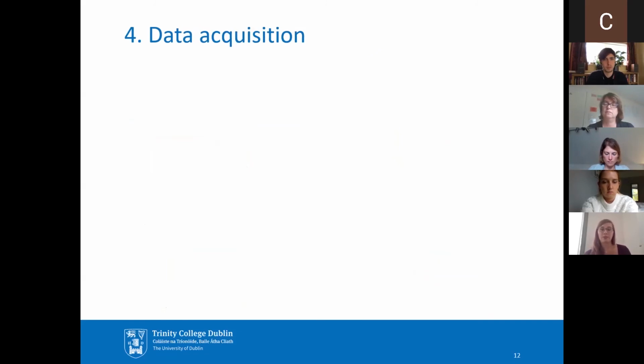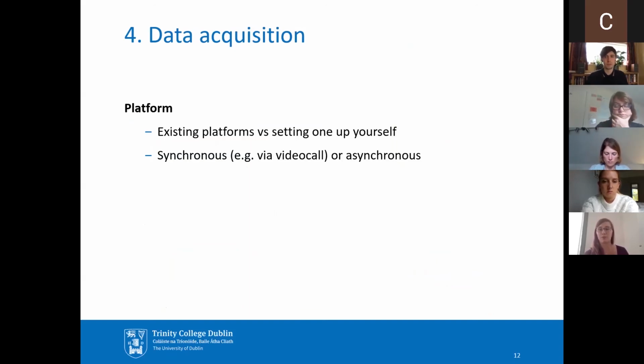And for the actual data acquisition, there are a few choices to be made. To start with, do you use an existing platform or do you set one up yourself? Setting one up yourself means you have more control, but of course it requires more tech development and you would have to make sure that it's fully secure.